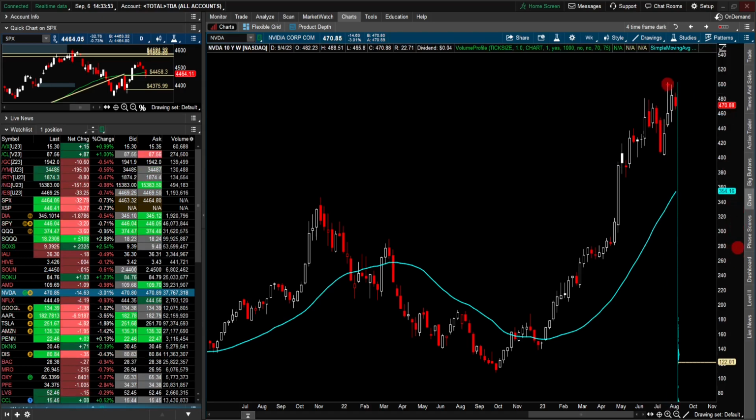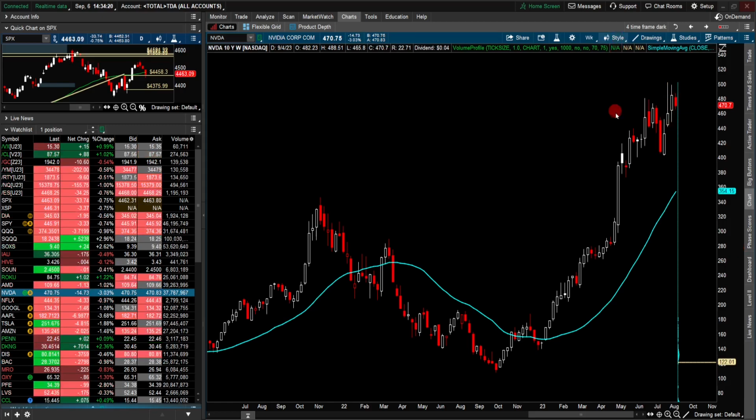And in addition to that, we notice that it's been pretty much printing an inside coil here. You see this inside bar within the earning week, and then now we are making another inside bar here. So essentially it is setting up a little bit of a triangle type of pattern here.